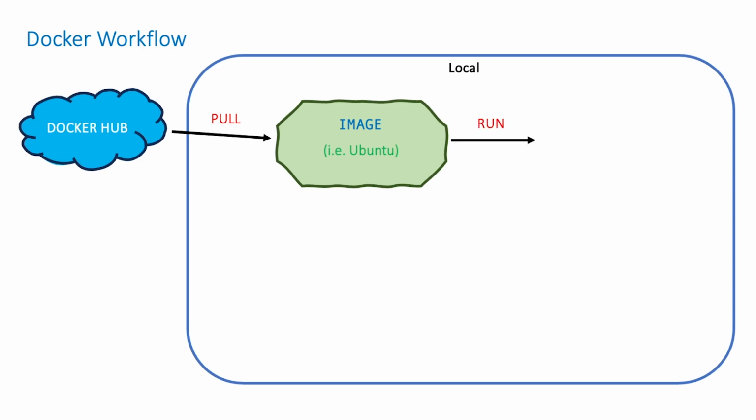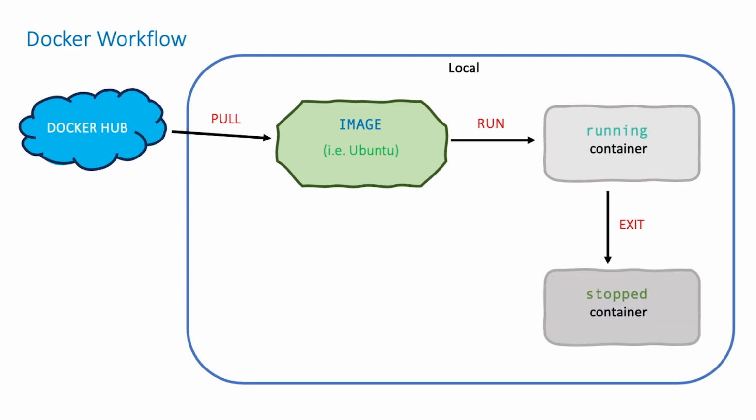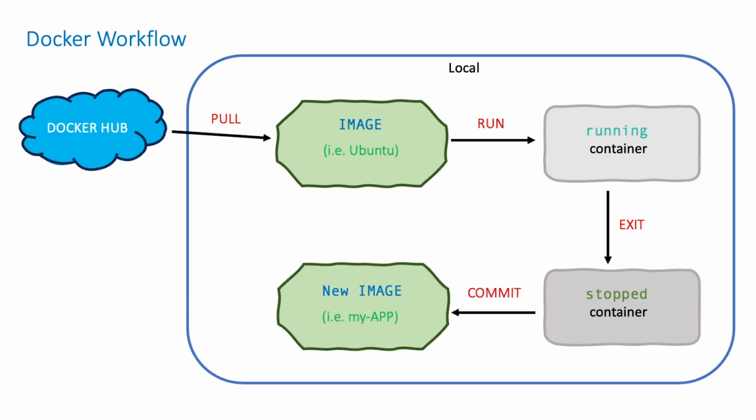When we run this image, it becomes a running container, which is dynamic. So we can add things to this container, like our work, our code, for example. We can put it in there and alter this container. As soon as we stop this container, it becomes a stopped container. This stopped container can be the basis for a new image that we can commit to our local machine. And finally, we can push this image back to Docker Hub so that we can use it for another purpose. All right, so let's take a look at how all of this works.